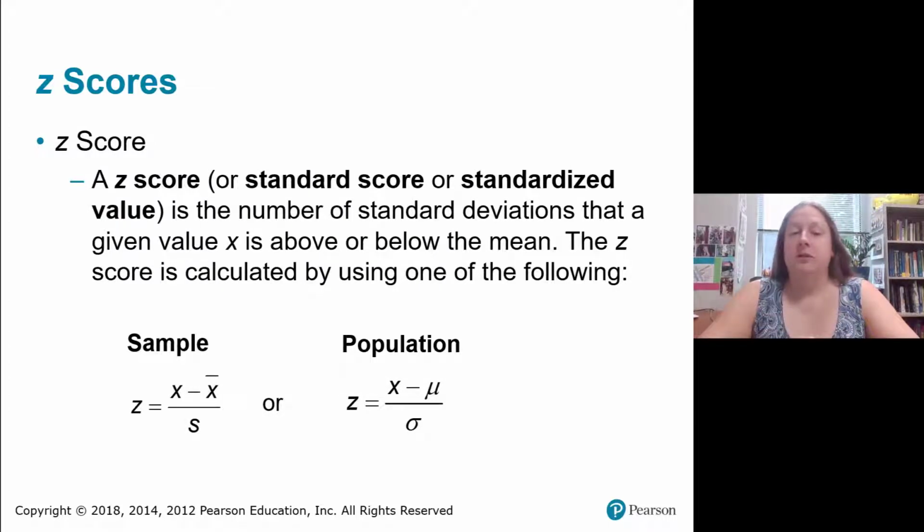So a z-score is a standardized score or a standardized value. This is the number of standard deviations that a given value is above or below the mean. So we find it by taking our data value, subtracting the mean, and dividing by the standard deviation. We can do this with the sample mean and standard deviation, or with the population mean and standard deviation, and it works the same way.